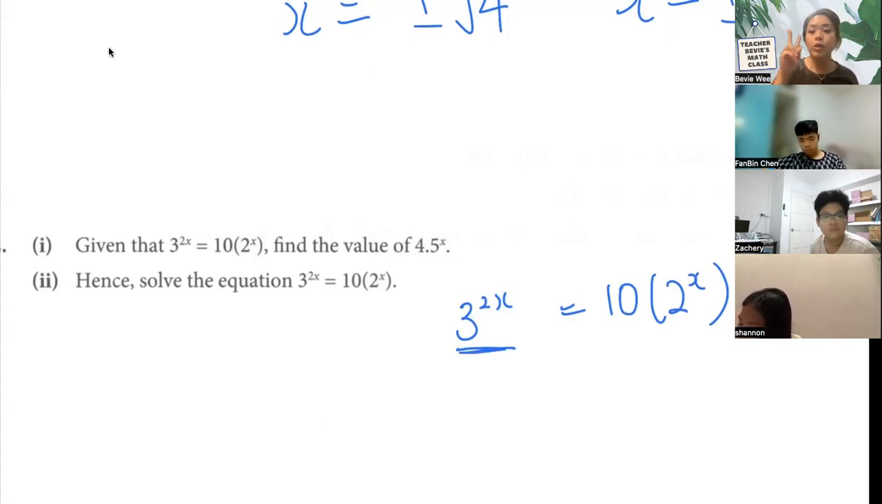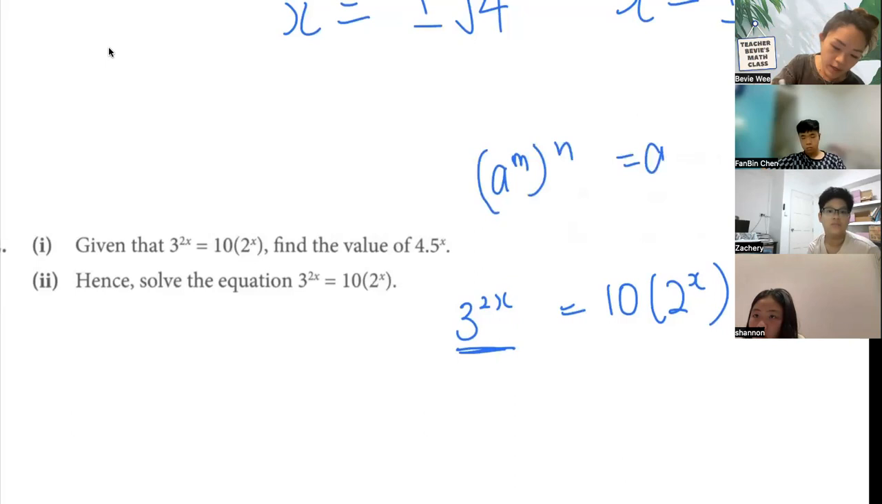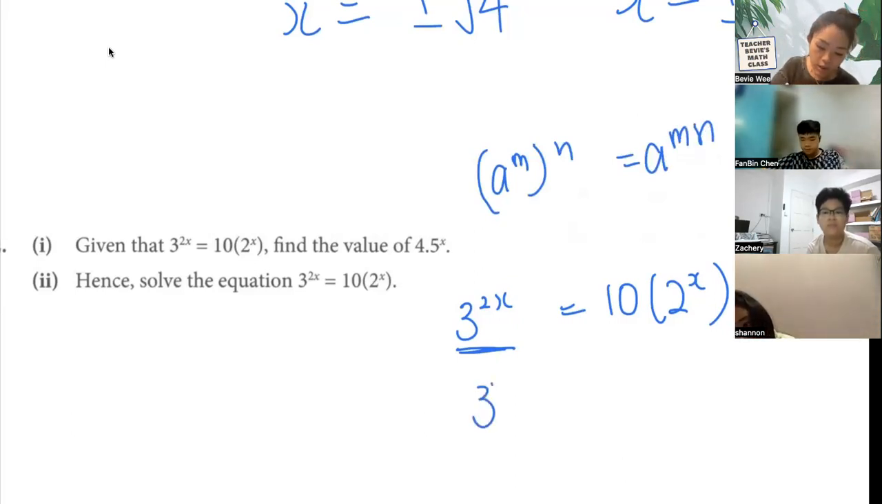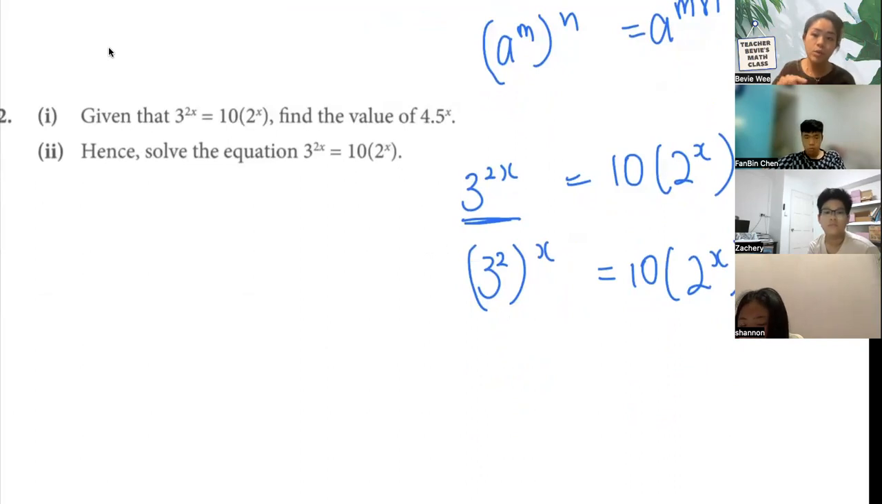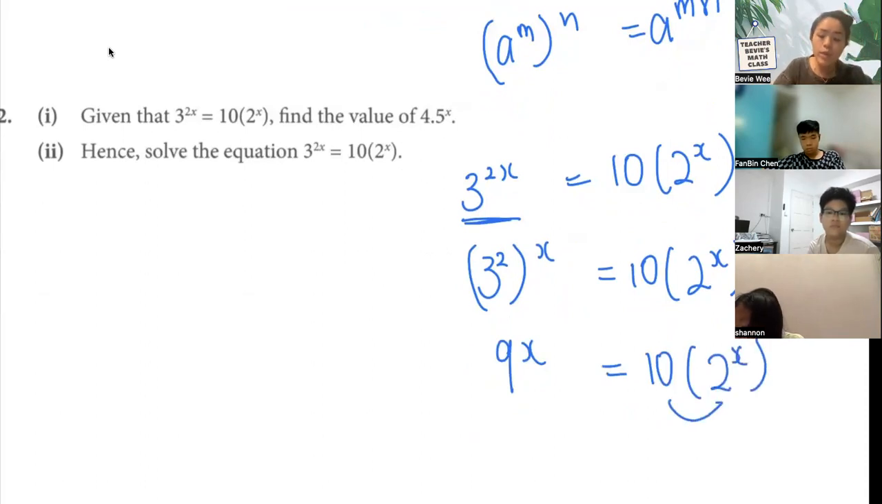I can split, right? The 2 to the power, this is indices, 2x, I got this law a to the m bracket n gives me a to the mn, right? This is one law, correct or not? So it's 3 square bracket x equals to 10 2x. And what is 3 square bracket x? This is 9x equals to 10, 2x. Can I say this is 20x or not? No, right? Because the x only belongs to your 2, it doesn't belong to your 10.